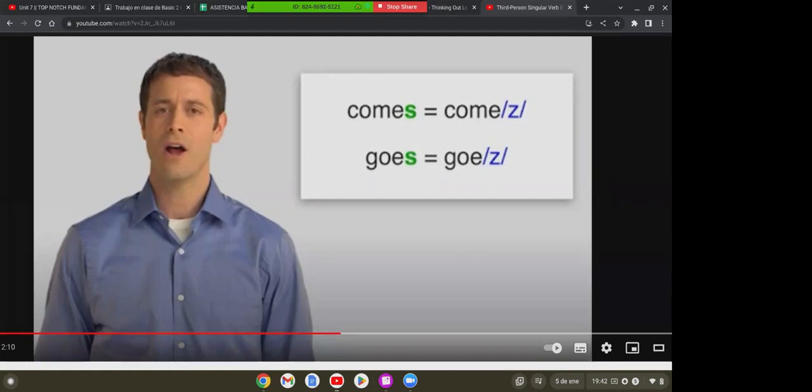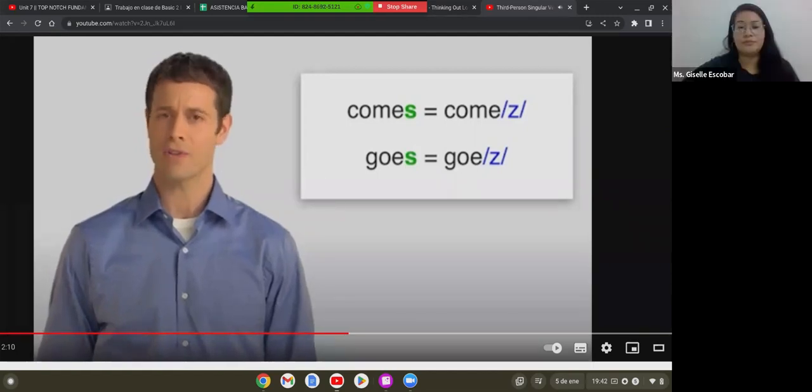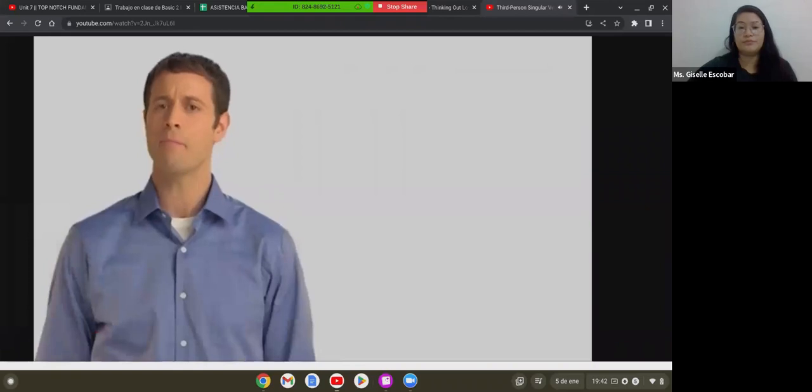Yes. Awesome. We add an extra syllable is when the base form ends in the sound s, z, sh, ch, j. Listen to the example.